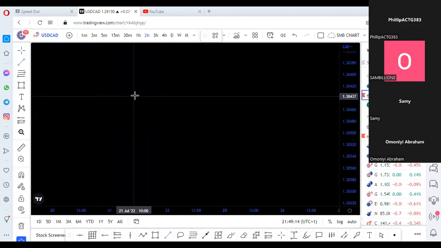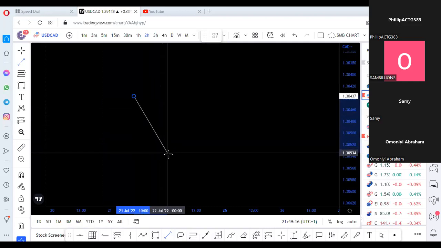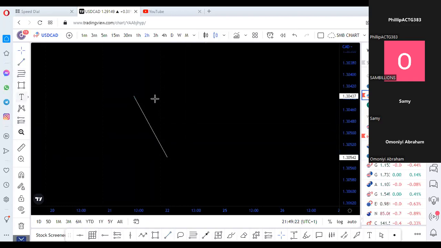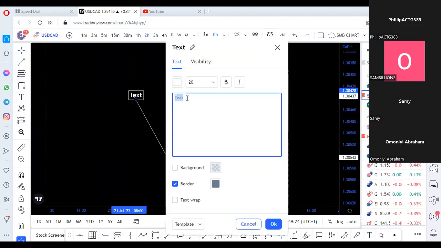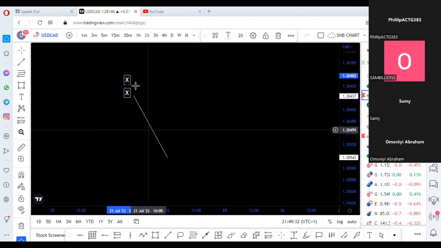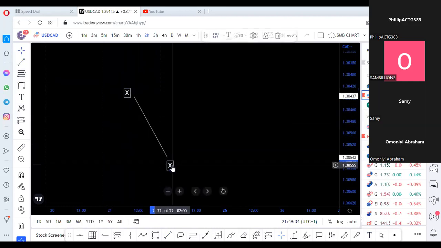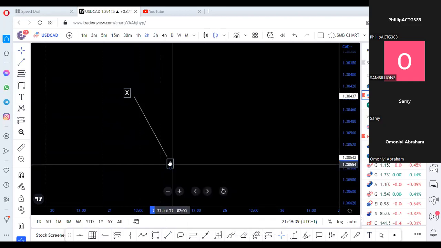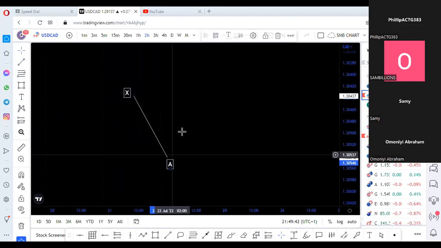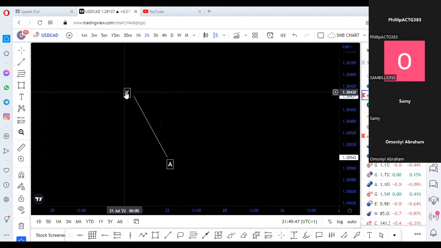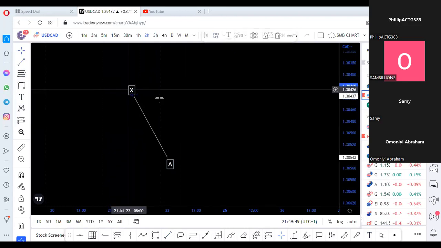So the first thing is your X and what? Your A. Your X and your A point. This is X, and A. All right, if you get it to this level, drop some A's in the chat. The first point, X and A, if you get it to this point.